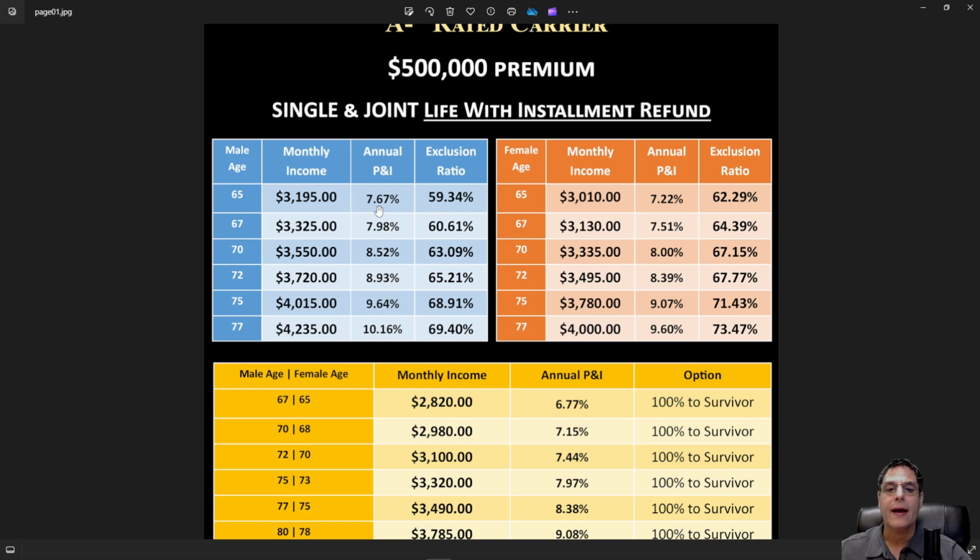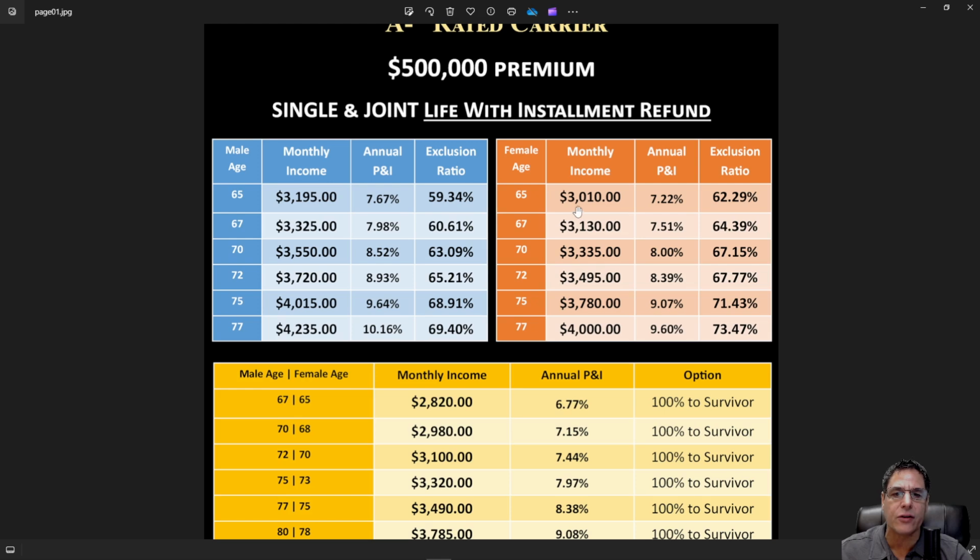And of course, this is non-qualified money. So we're assuming it's all non-qualified, it's all cost basis. So you'd have 59% of that payment excluded from tax until all that $500,000 is returned, at that 60% rate. So it brings you to almost life expectancy. So that's the 65-year-old. You can see all the numbers.